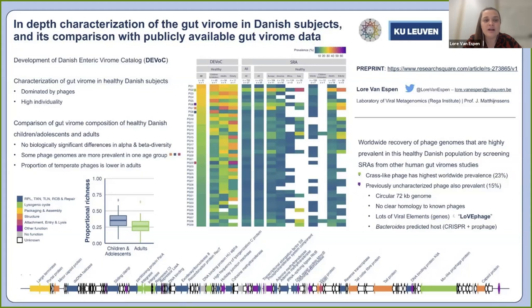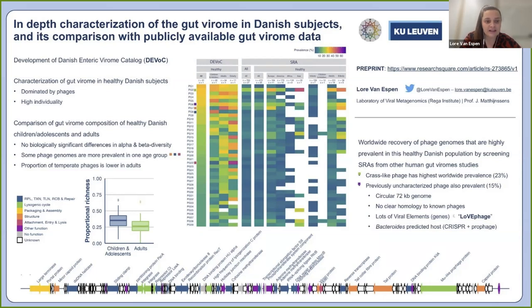I'm a PhD student from the KU Leuven in Belgium, and the focus of my PhD project is on the human gut virome. For this specific project, we studied the gut virome in Danish individuals, and first I generated a catalog containing all their viral genomes, and then we used this catalog to characterize the gut virome in this healthy population. It was dominated by phages and highly individual, which is not unsurprising.